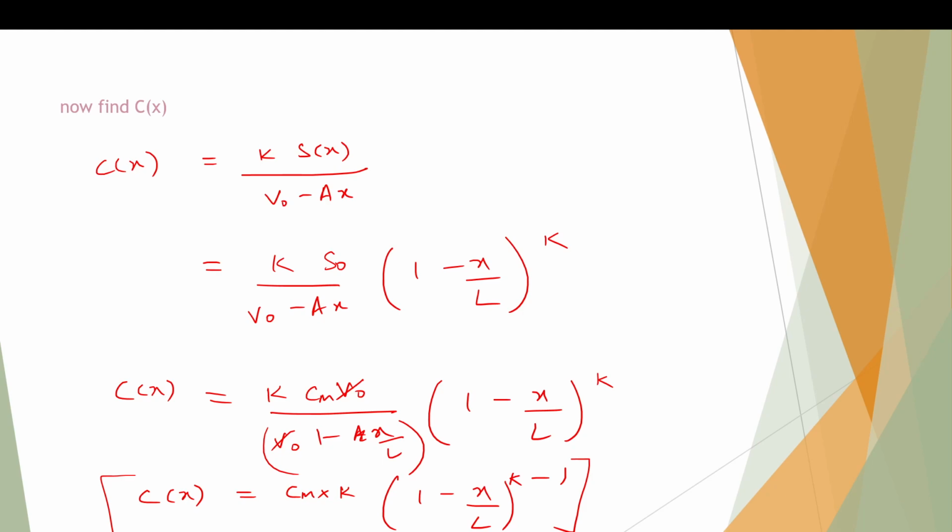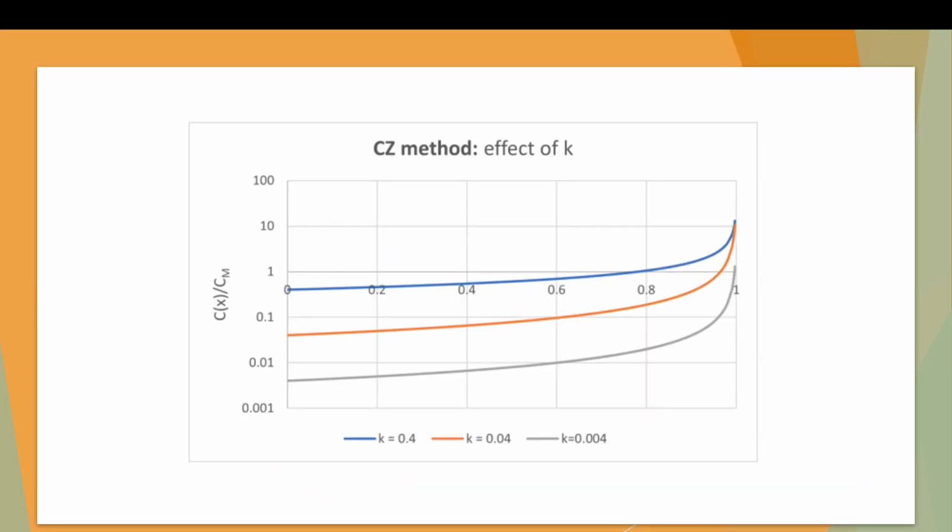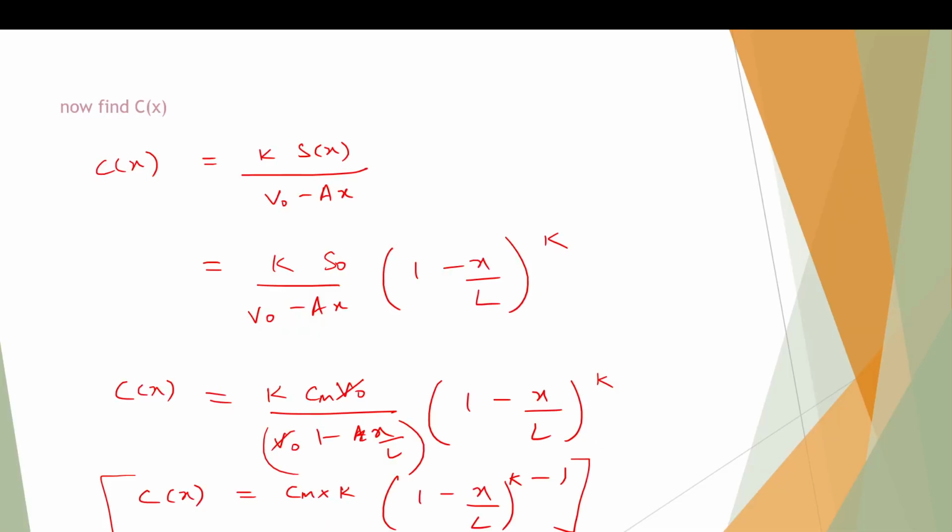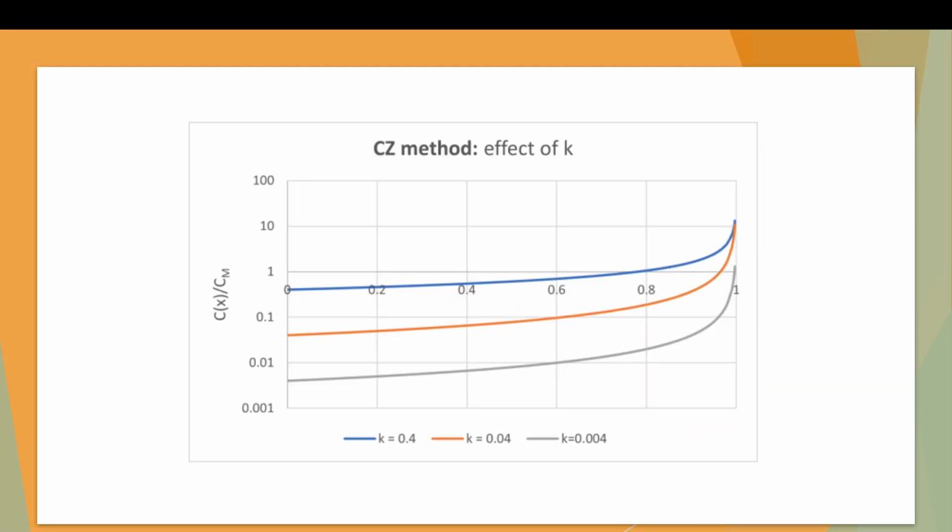Yeah, that's it. So we have found Cx. That is what we were trying to find, right? The concentration of impurities in the ingot as a function of x. X is the recrystallization length. If I take this Cm down and plot Cx upon Cm as a function of x over L, the x-axis is the recrystallization length upon total length. So 1 means the entire ingot is recrystallized, 0 means nothing is recrystallized.